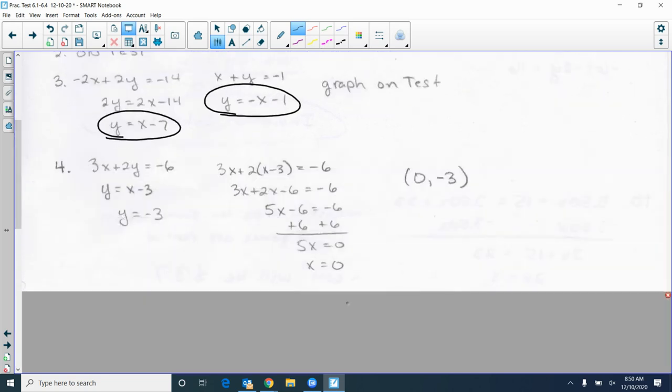Number 4: (0, -3). y = x - 3. That's given to us, so we plug that in for the y in the other one. We end up with 3x + 2x - 6 = -6. When you add 6, you get 5x = 0. That's okay. That doesn't mean it's a no solution or an infinite. That just means you divide by 5, you get x = 0. And then when I plugged it in, 0 - 3 gave me -3.